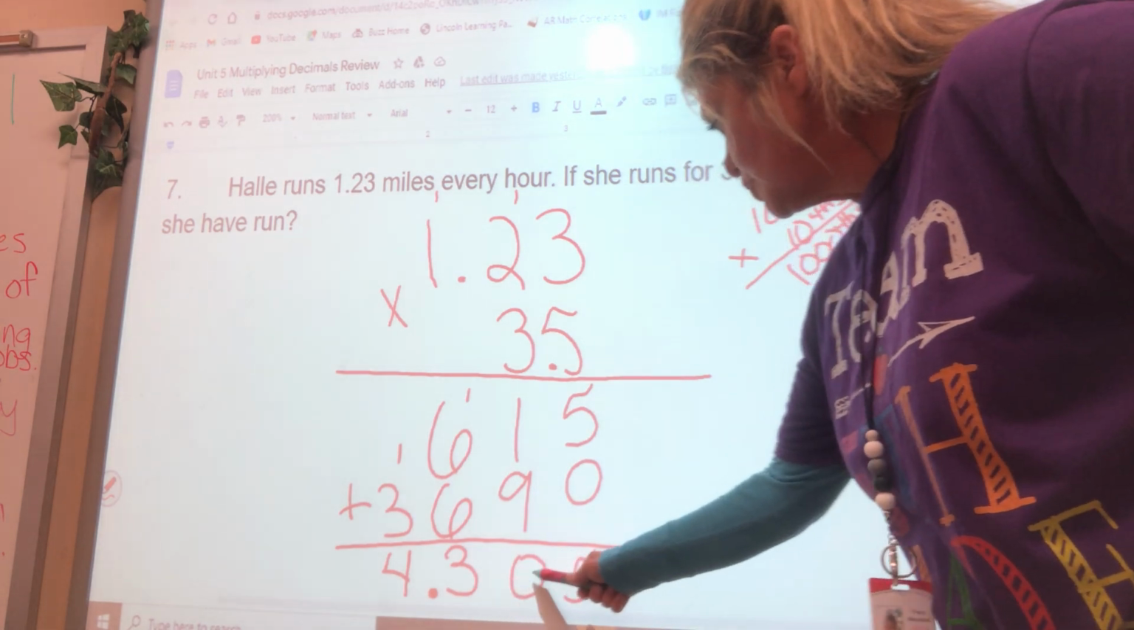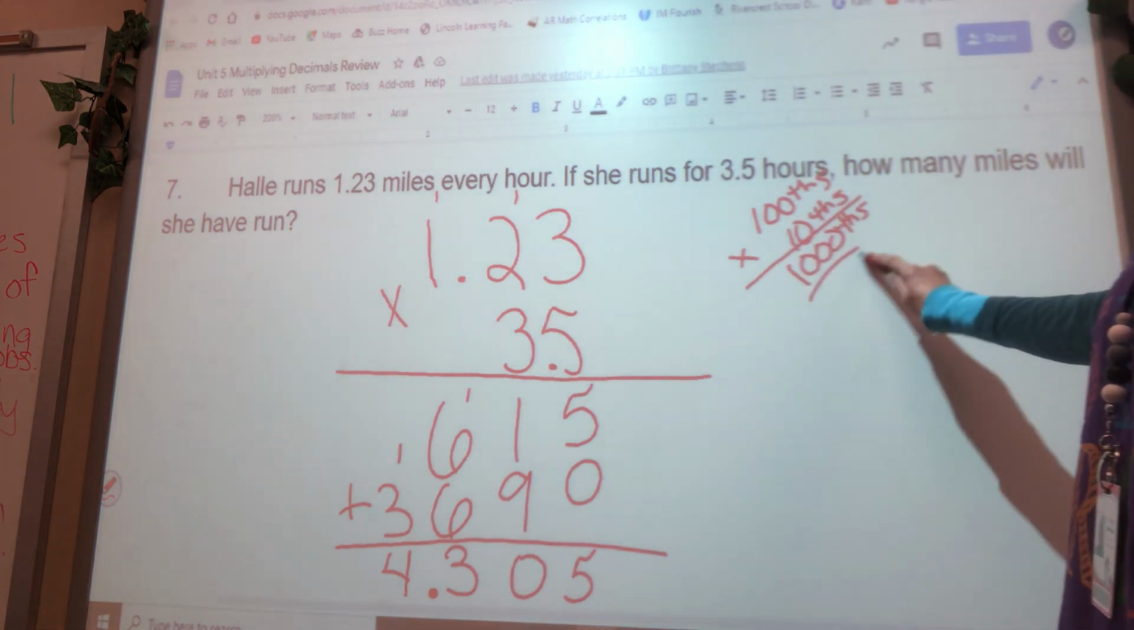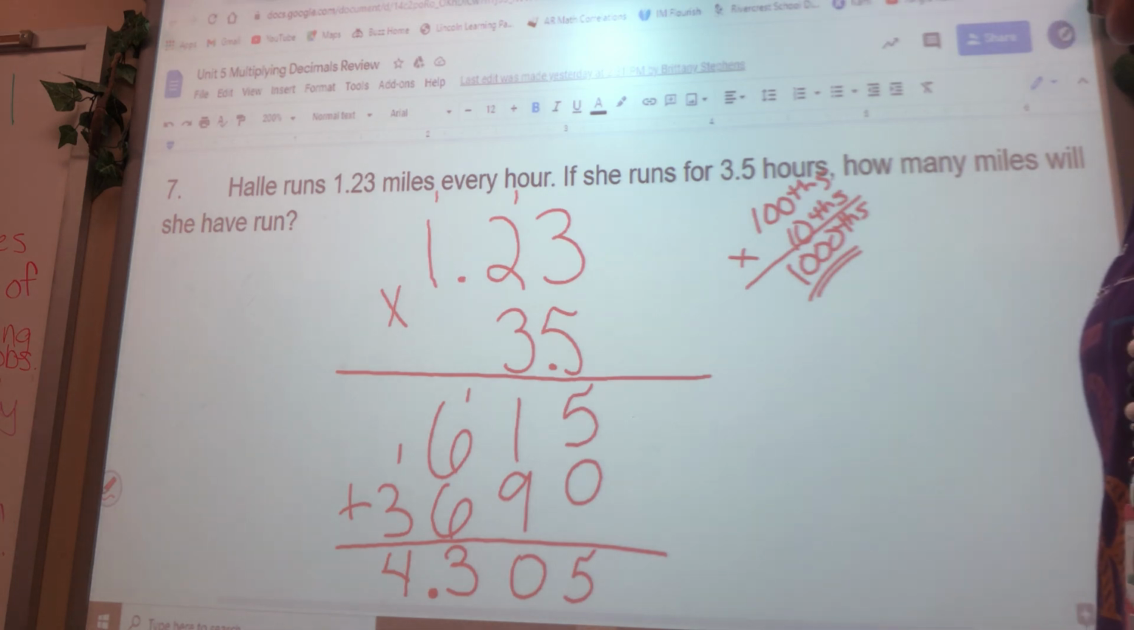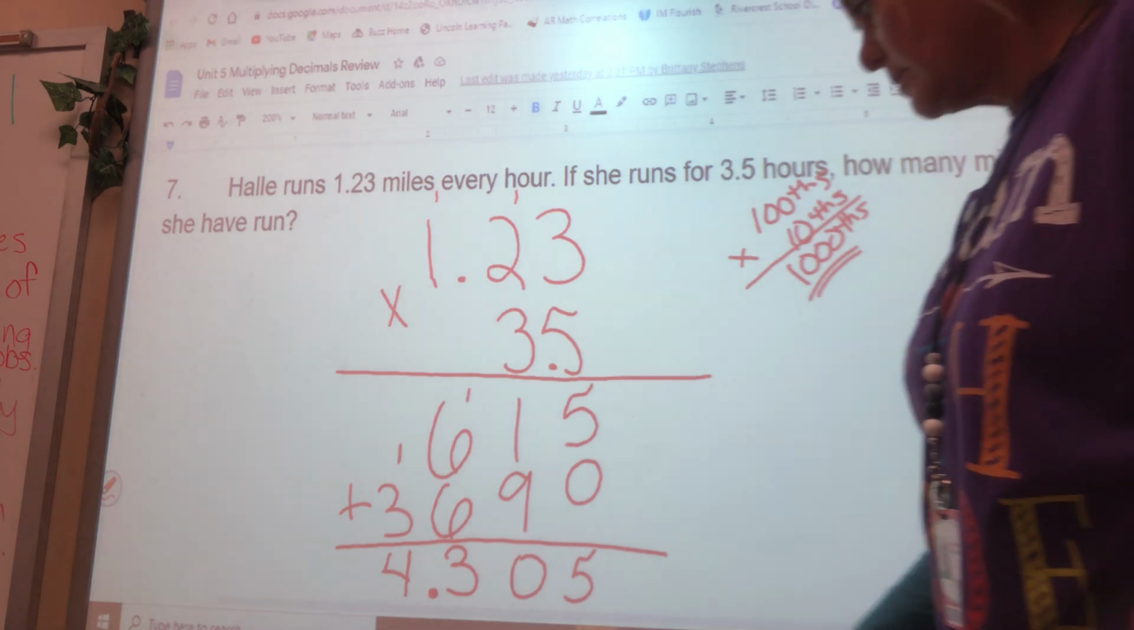So that's tenths, hundredths, thousandths. Yep, came out to exactly what we said it should. So our product is 4 and 305 thousandths.